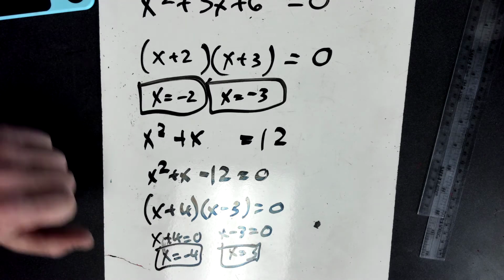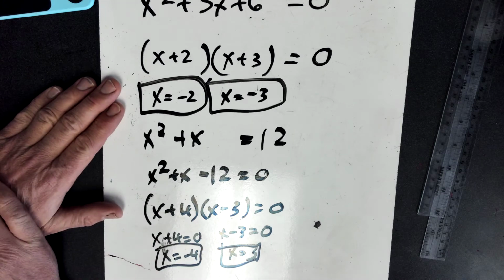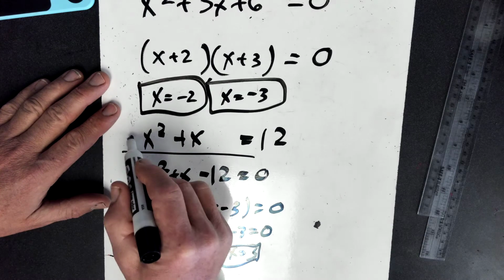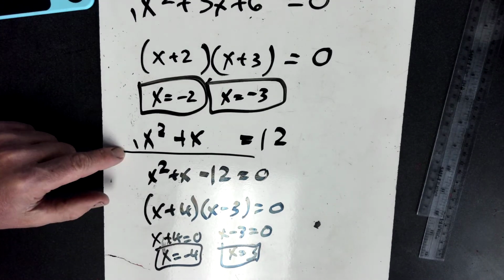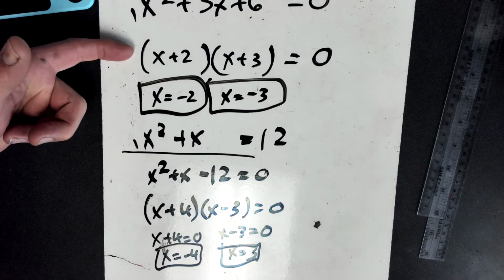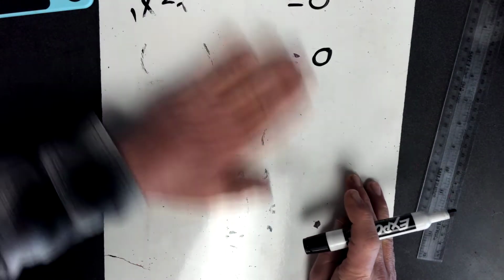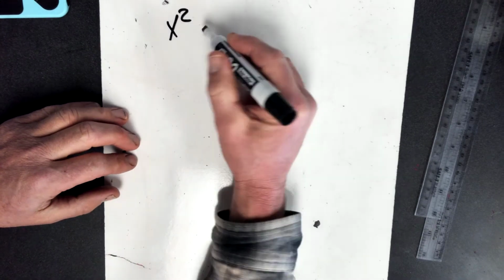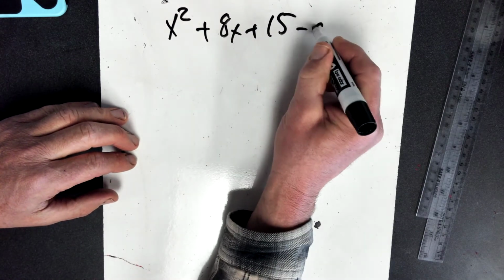So it's just a small step on top of what we've been doing. When a is 1, like in all of these examples, you can almost look at these and know that your solutions are just the opposite of whatever your factors are. Let's do one more where a is 1. x squared plus 8x plus 15 equals 0.